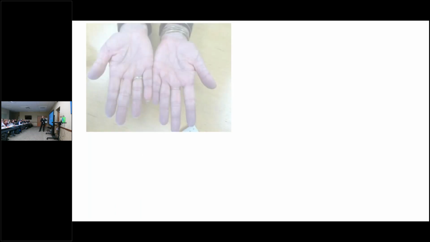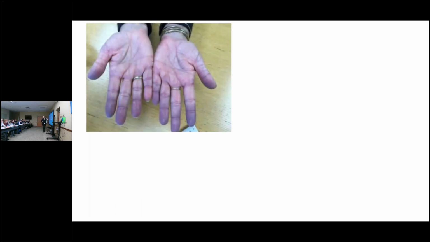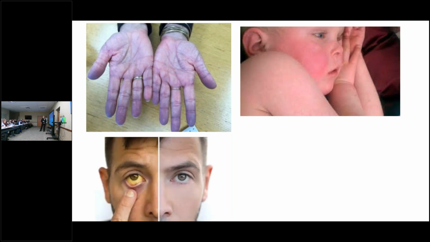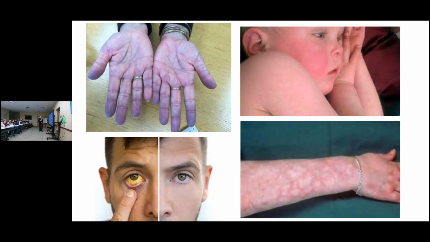So this is that cyanosis. The fingertips are really blue and purple looking there. This would be flushing, the red cheeks, probably feverish. Here's our jaundice on the right side. That's normal. On the left, it's pretty pronounced, usually when you see someone with jaundice. And then there on the right, that would be mottled skin.